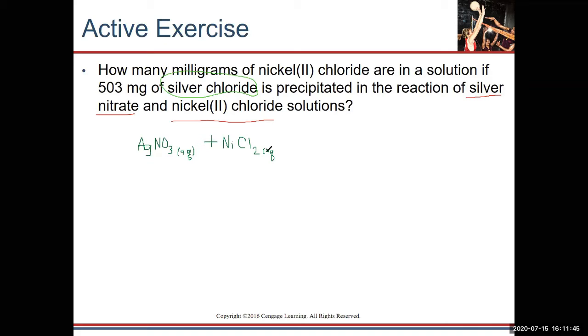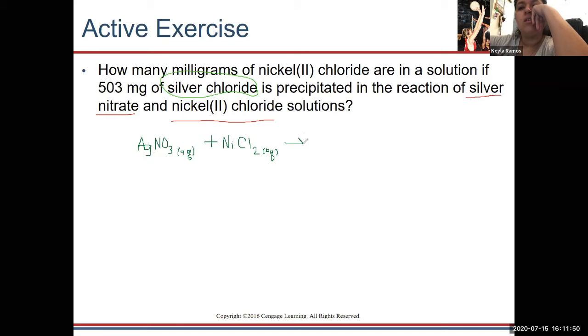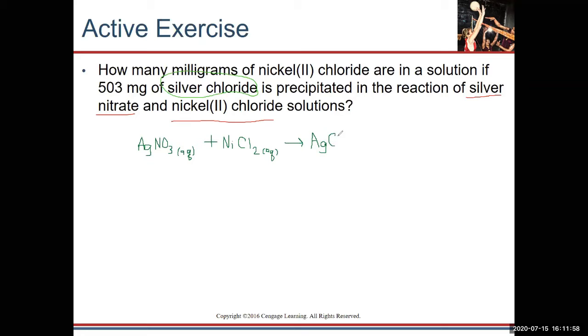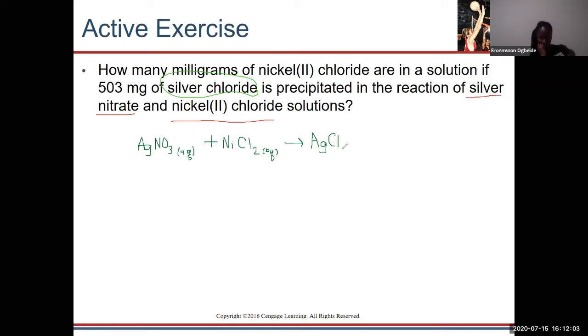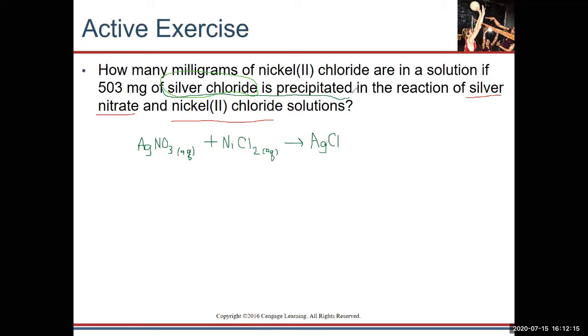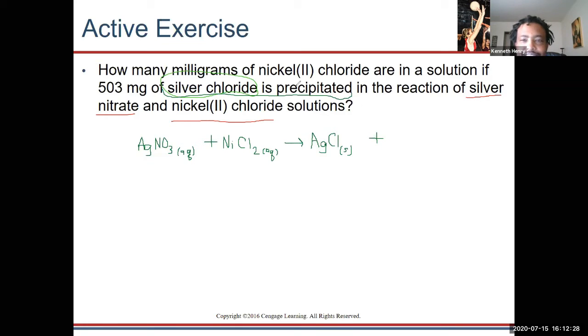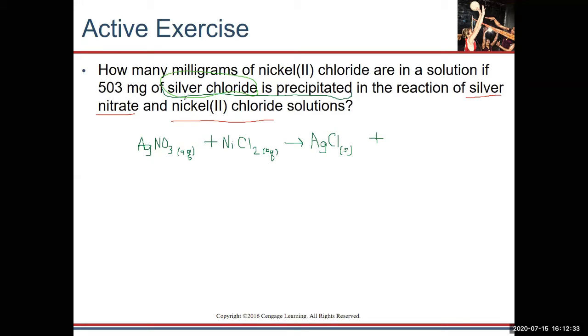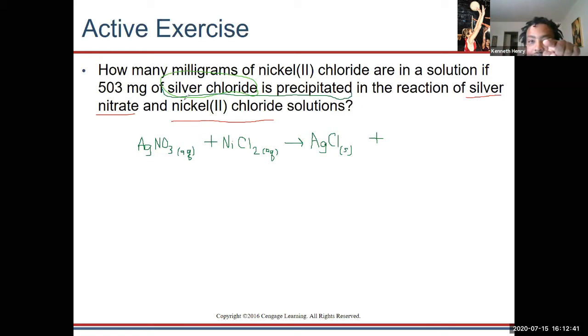Okay, and what are we producing? Silver chloride. AgCl. Are you sure? Is that a solid? Yeah, it's a precipitate. It's solid and it's just AgCl, and then I put an (s) for solid. It's precipitated. Look at silver and chlorine together, or chloride.